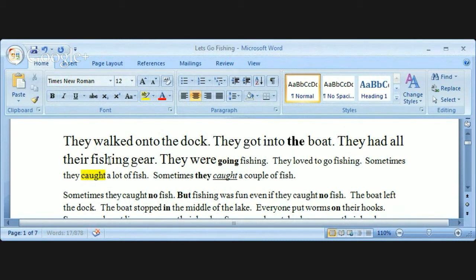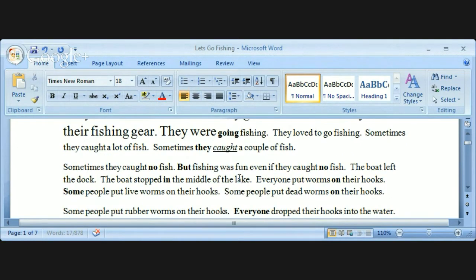They walked onto the dock. They got into the boat. They had all their fishing gear. They were going fishing. They loved to go fishing. Sometimes they caught a lot of fish. Sometimes they caught a couple of fish. Sometimes they caught no fish. But fishing was fun, even if they caught no fish.